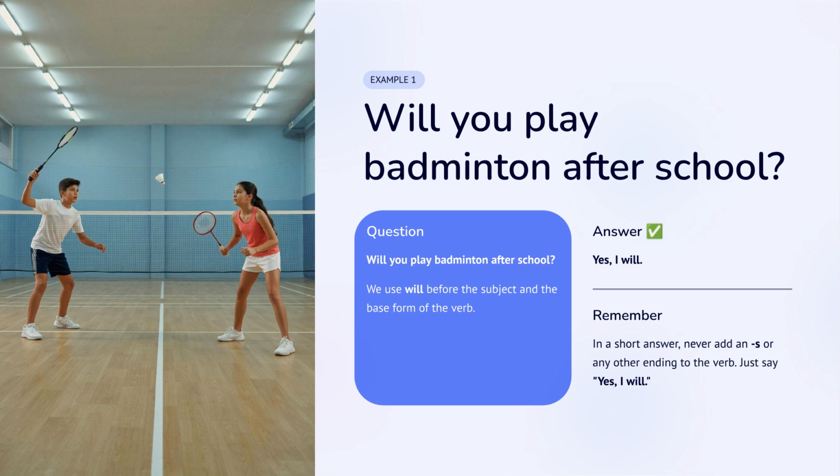Let's look at our first example. Our question is, will you play badminton after school? Notice how we place will before the subject, you, and use the base form of the verb, play. To answer positively, we say, yes, I will. Remember, in a short answer, never add an S or any other ending to the verb. Just say, yes, I will.